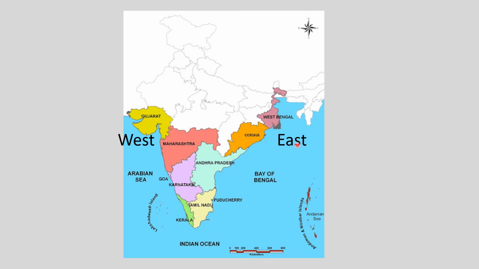This is the east part of India. Now the sea that is to the east part of India is the Bay of Bengal. West Bengal is here and this is the Bay of Bengal. The word bay means it shows water. So the Bay of Bengal is to the east of India. The Arabian Sea is to the west of India.